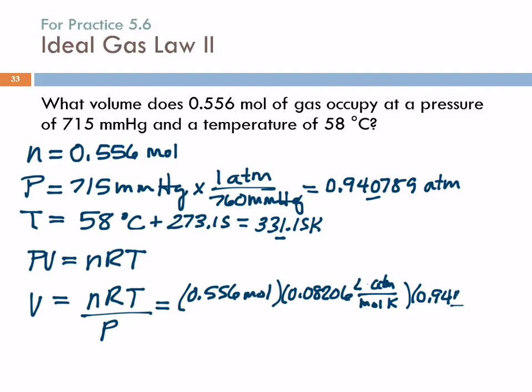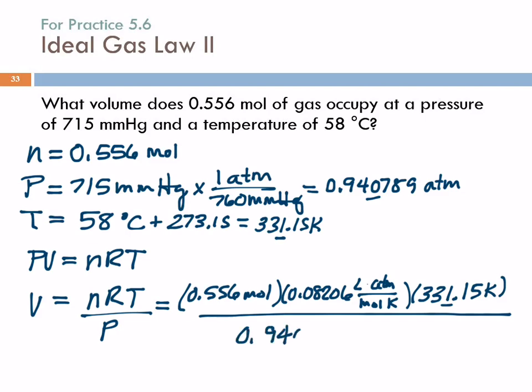0.940. Shouldn't that be the temperature? Thank you. Yes. I did that on purpose. No, I didn't. Thank you. 331.15 Kelvin, divided by the pressure, 0.940789.